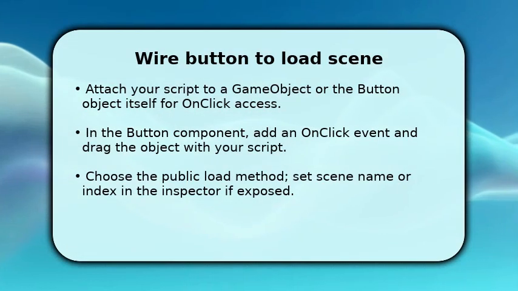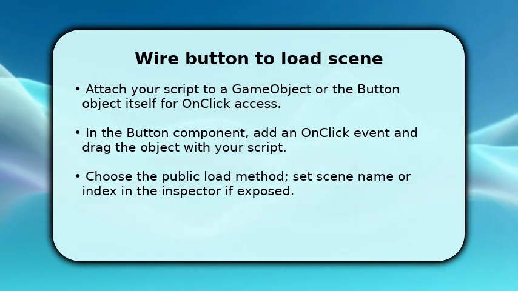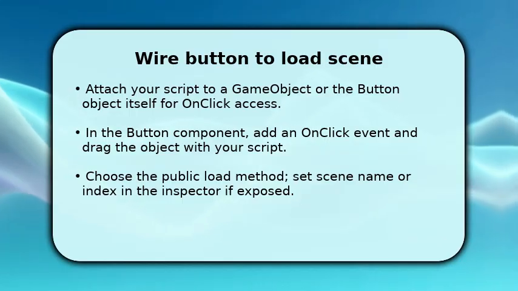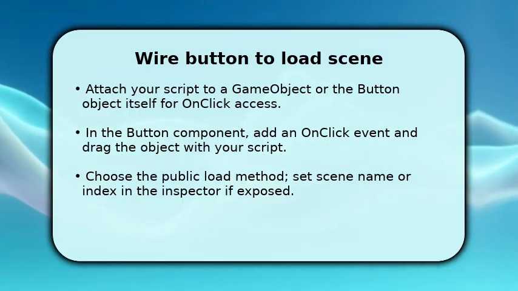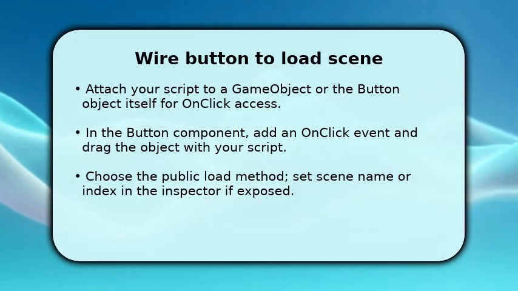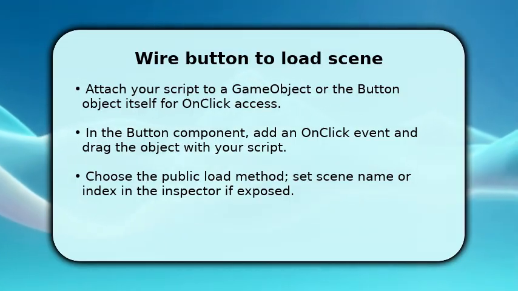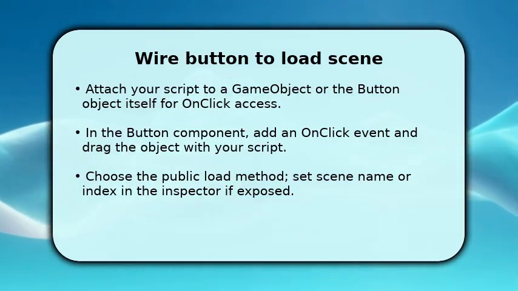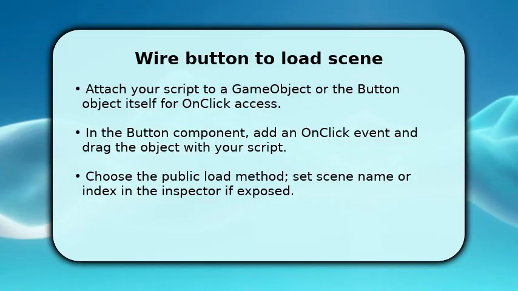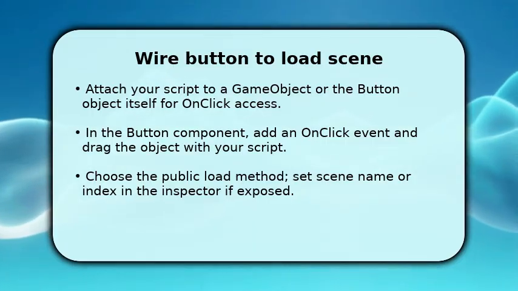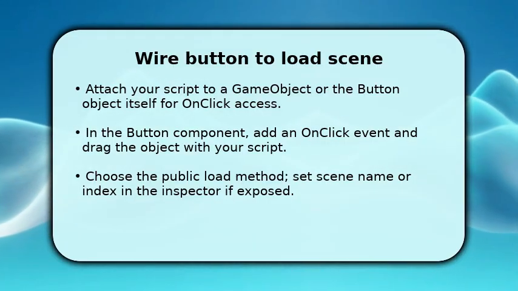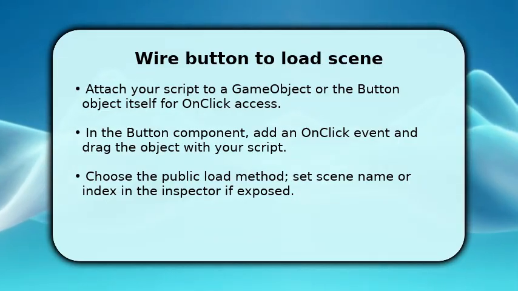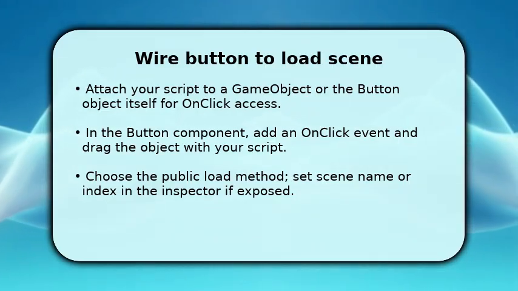You now attach the script to a game object that the button can reference. Next, select the button, open the on-click list, click the plus, and drag the game object that holds your script into the slot. Then select the public load method you created. If the method uses a serialized field for scene name or index, make sure to type the exact scene name or correct index. This direct wiring is simple and avoids extra code for basic scene changes.